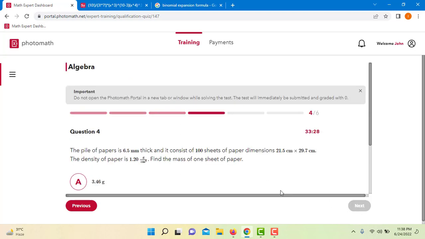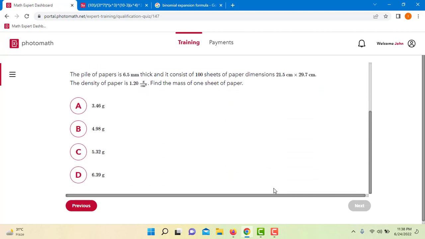In the fourth task, the height of 100 piled-up pages is given as 6.5 mm, whereas the dimension of the sheet is given as 21.5 times 29.7 cm. The required is to find the mass of each sheet. First of all, we need to find the volume of each sheet.